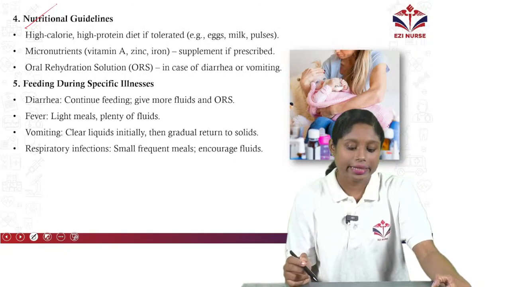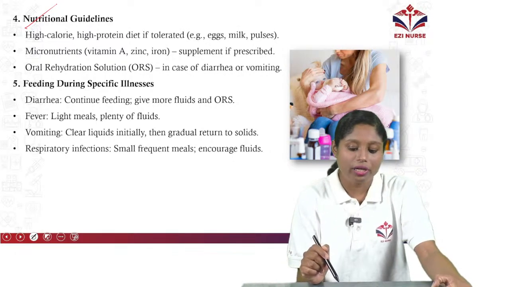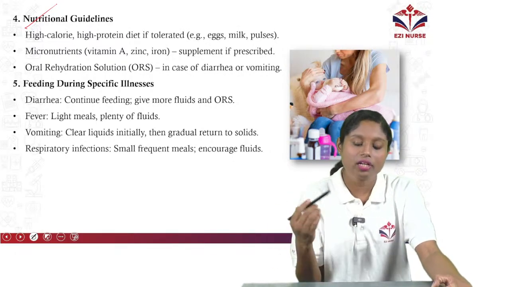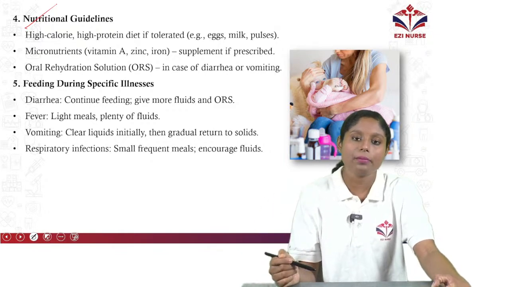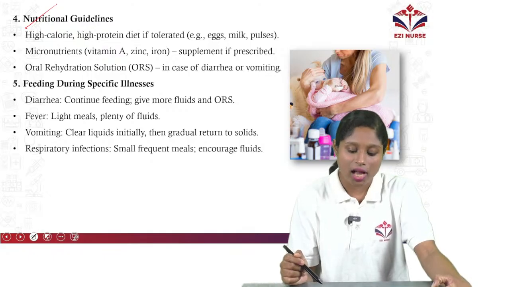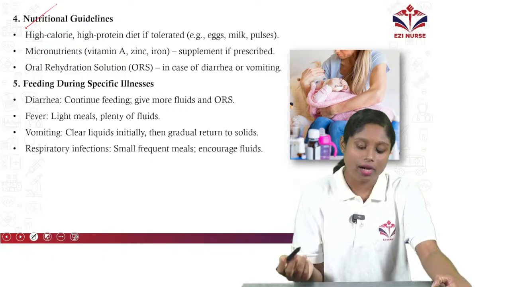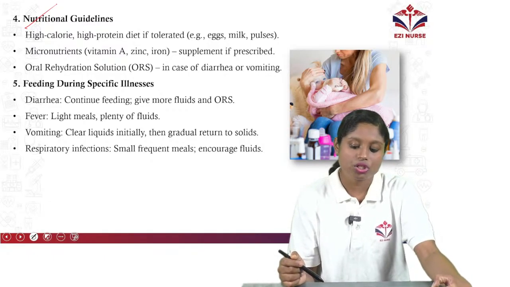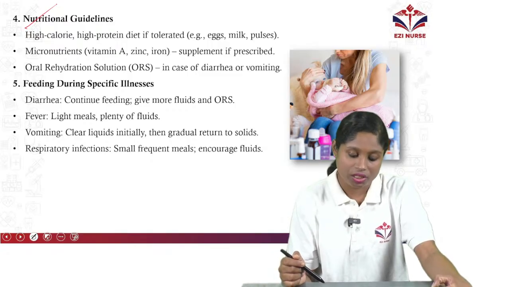Next, nutritional guidelines. A high-calorie, high-protein diet if tolerated; we can give, for example, egg, milk, pulses. Micronutrients: vitamin A, zinc, iron supplements should be prescribed. Oral rehydration solution in case of diarrhea or vomiting.